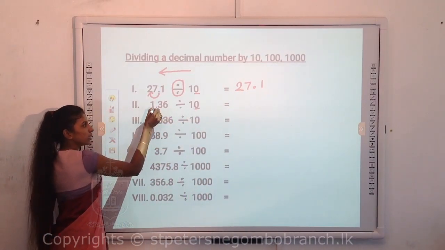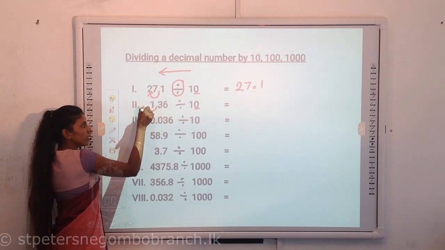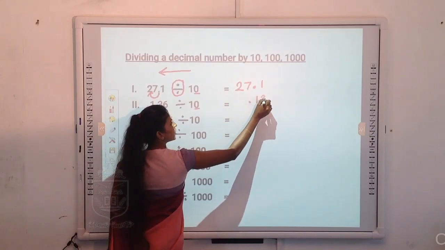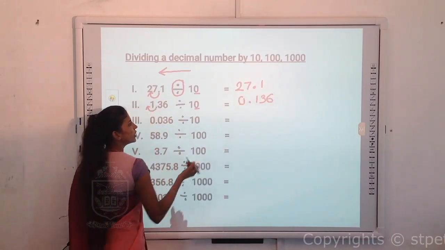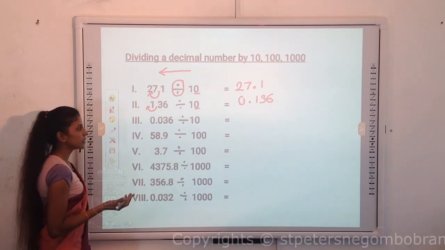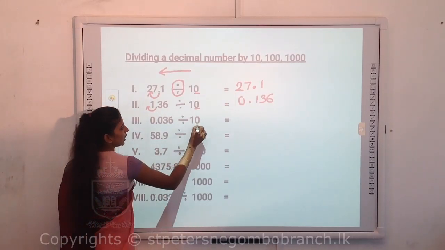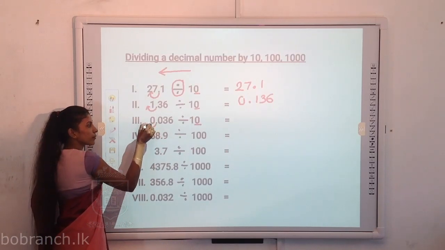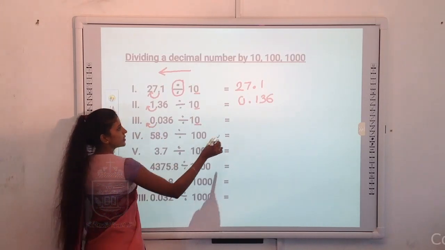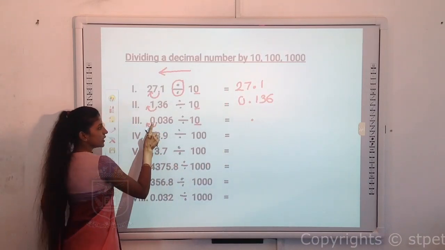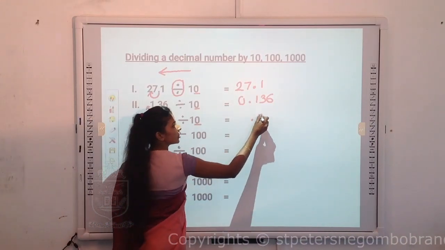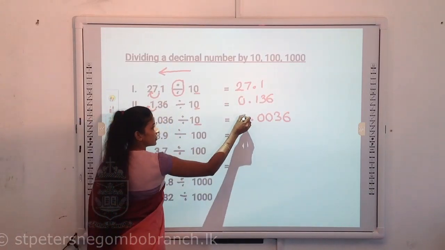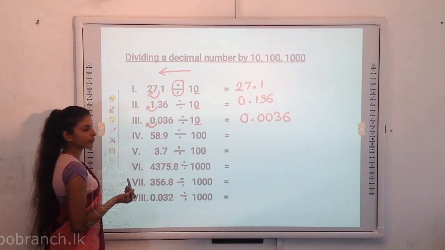Same way, 10. 1 move should be taken. Now here you don't have a number. What you have to do? The point will remain here. 0.136. But you have to add 0 in front of the point. Third example. Division by 10. 1 place should be moved to the left. Okay, so here the answer is 0.0036. No number in front of the decimal point, so you have to add a 0.